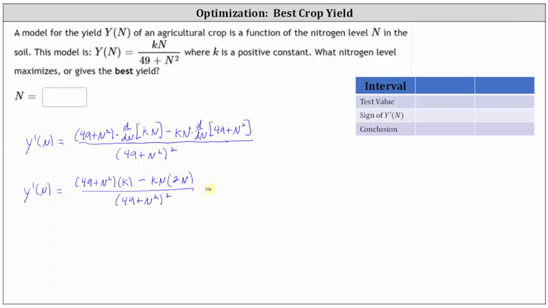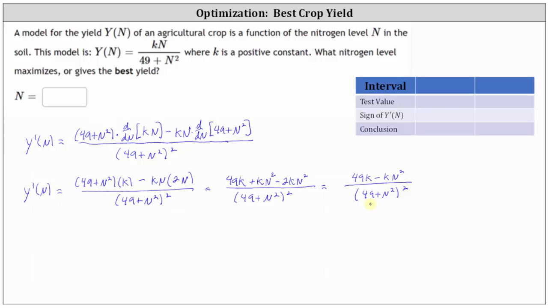And now let's simplify the numerator. Distributing k, we have 49k, and then plus kn squared, and then minus 2kn squared. Combining like terms, we have 49k minus kn squared. And this is still over the square of 49 plus n squared.